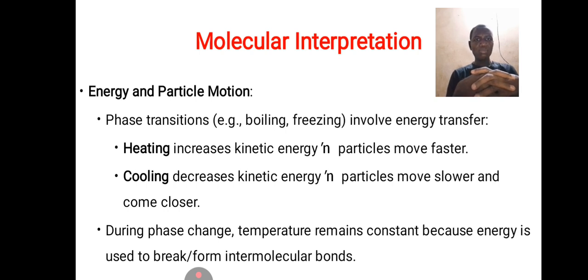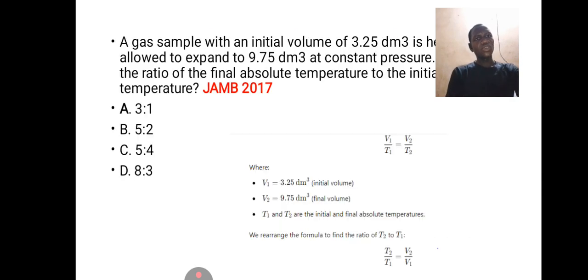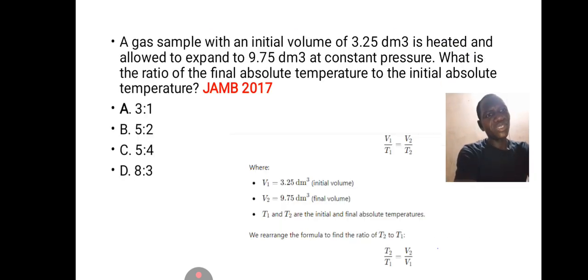Now, another key point you should know, during this phase, temperature remains constant because energy is used to break intermolecular bonds. All right, I should be rounding up.